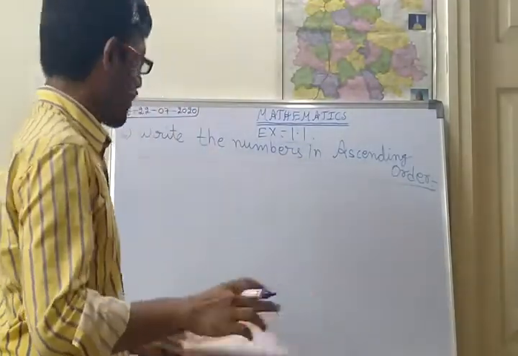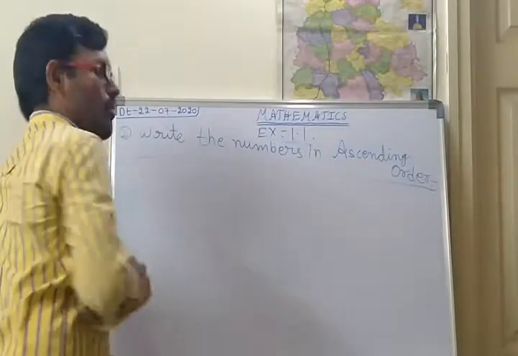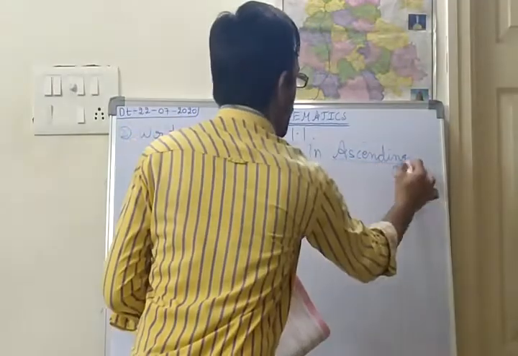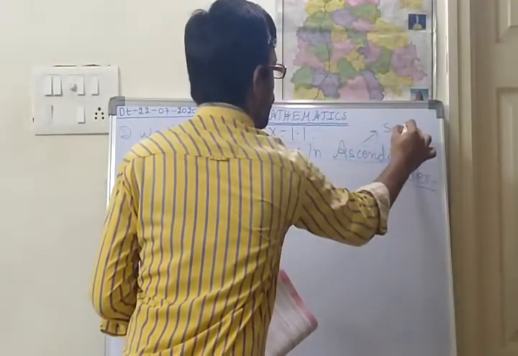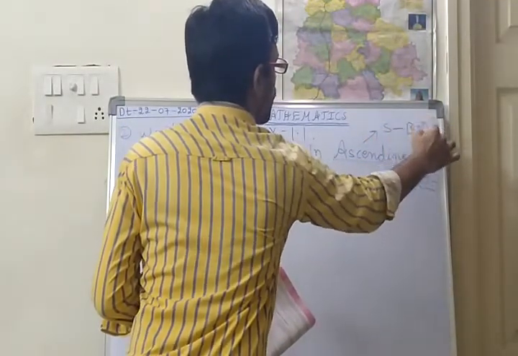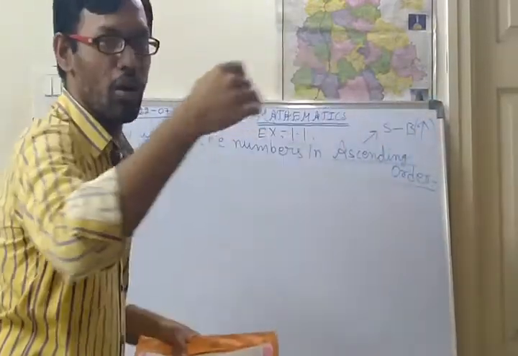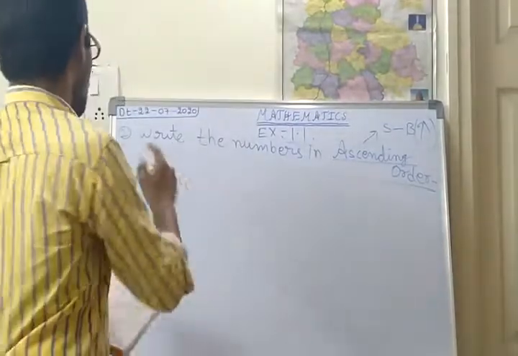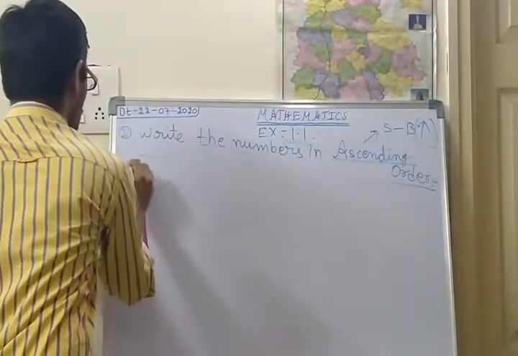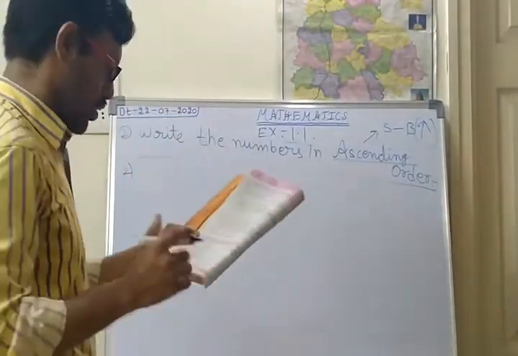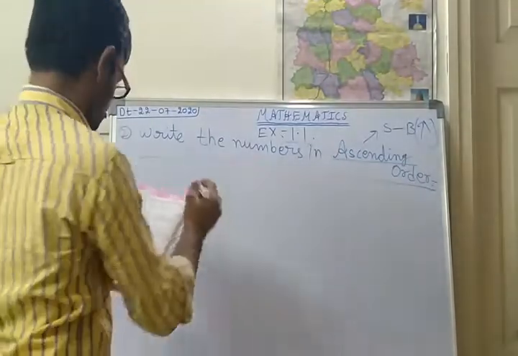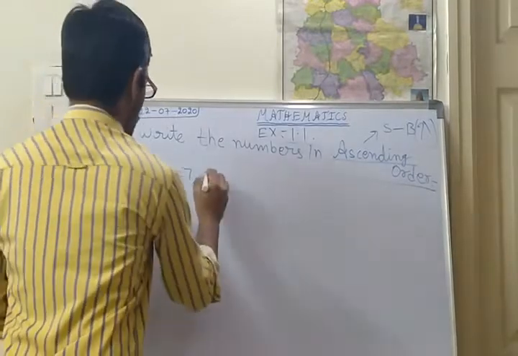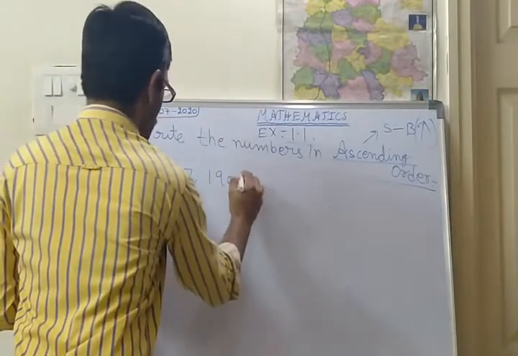Here some group of numbers will be there, and you should write those numbers in ascending order. What is the meaning of ascending? Ascending means small to big. You should write from small to big: first the small number, and at last the big number. Okay. So I am writing the second problem. The second problem is 9347, 19035.